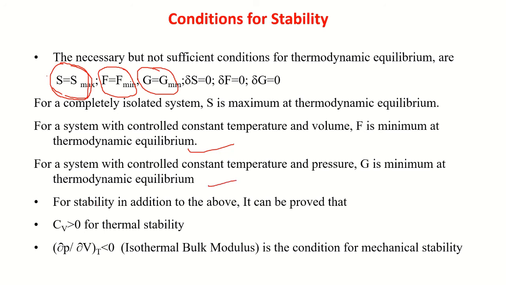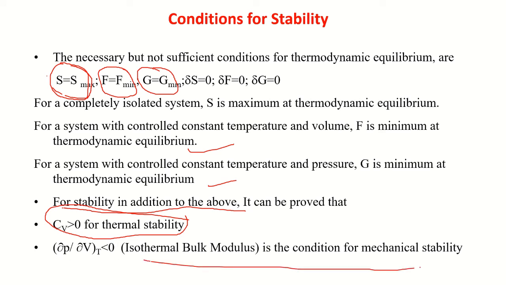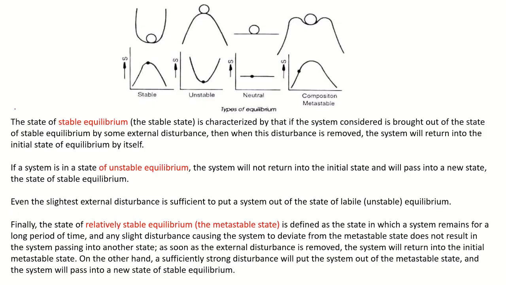This is the necessary condition for stability. In addition to the above, it can be proved that Cv must be greater than 0 for thermal stability and dou P by dou V must be less than 0 for mechanical stability. Similarly, I have to write for chemical conditions also. So these are the conditions for stability. I can explain this way.